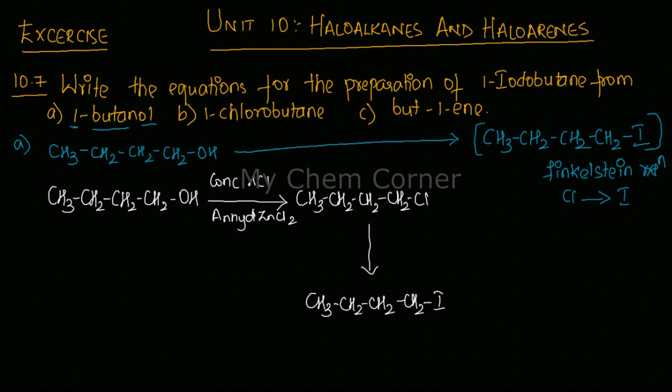So for this I have the Finkelstein reaction. That is the only preparation you've learned with iodine in the entire syllabus of haloalkanes and haloarenes. So it's sodium iodide with dry acetone. All these are very important. With dry acetone, the second reaction is a Finkelstein reaction. The first reaction is in the presence of Lucas reagent. So this is going to be your 1-iodobutane and this is 1-butanol.